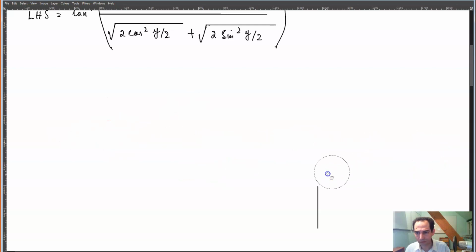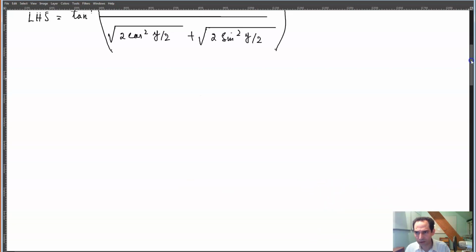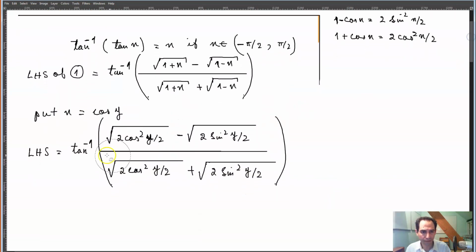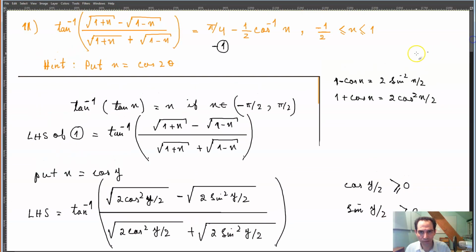I want to know if basically the cos of y divided by 2 and the sine of y divided by 2, if these two are greater than or equal to 0. We can simply check them using the conditions that we have.